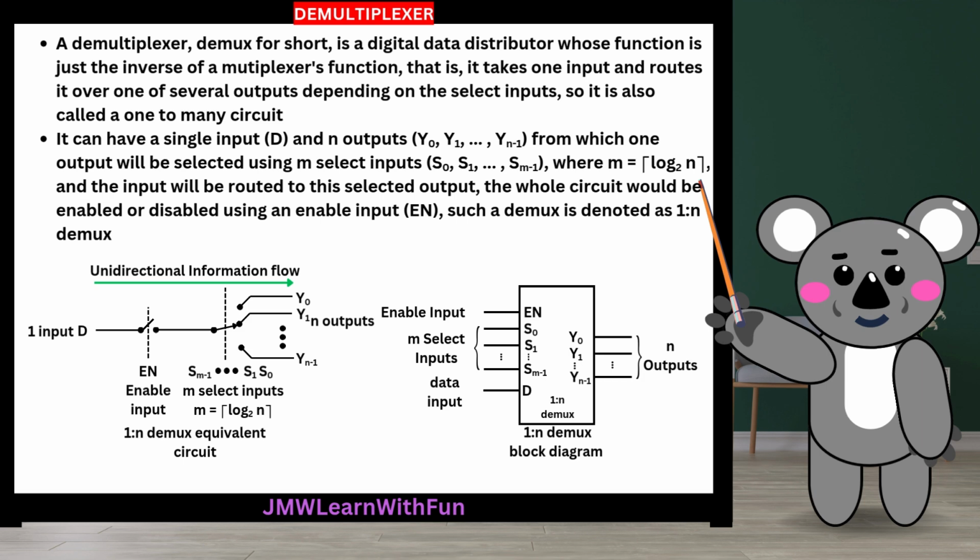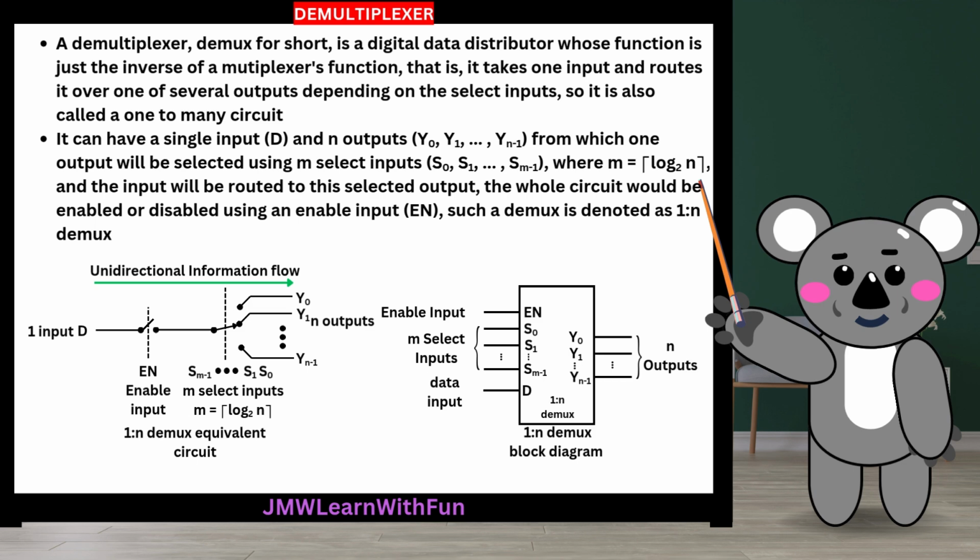It can have a single input, D, and n outputs, Y0, Y1, and so on till Yn-1, from which one output will be selected using m select inputs, S0, S1, and so on till Sm-1, where m equals the ceiling of log n to the base 2, and the input will be routed to this selected output. The whole circuit would be enabled or disabled using an enable input, En. Such a demux is denoted as 1:n demux.